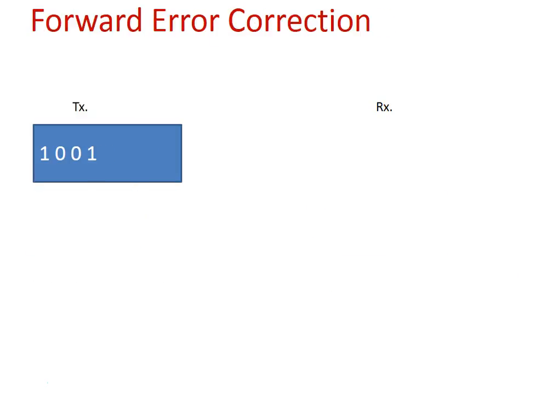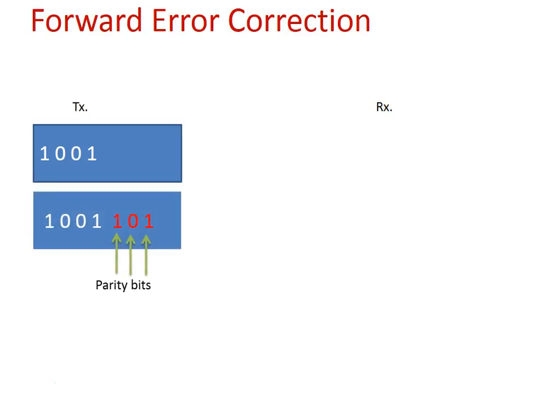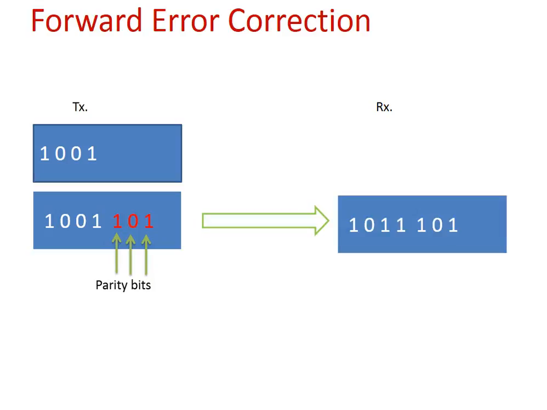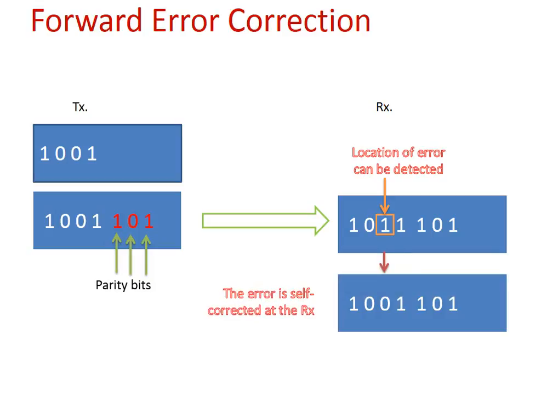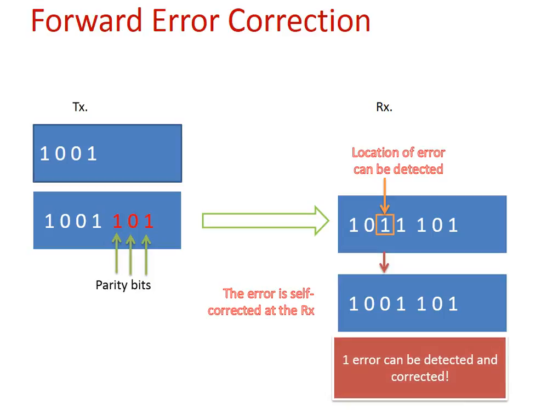Alright, so now let's go for the FEC. Using FEC, more parity bits are required to be added to the message for the encoding process. The parity bits are arranged depending on which FEC code we use. Once the code word signal is received at the receiver, the decoding process will detect the location of error, and after that, it will do the error correction by toggling the error bit. In this example, one error can be detected and corrected.